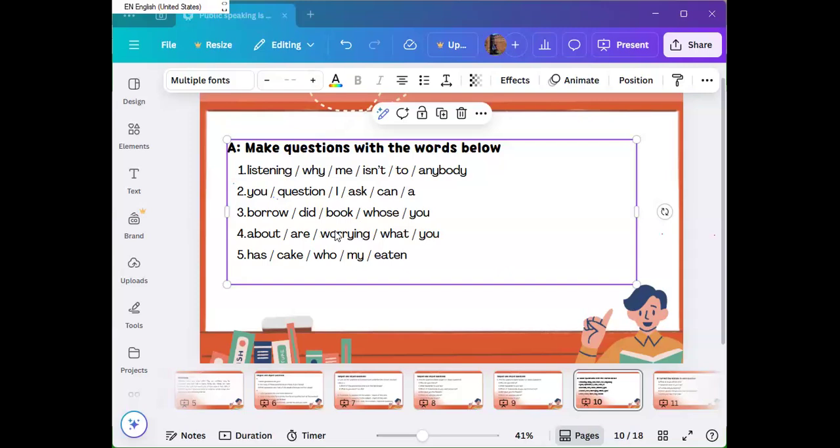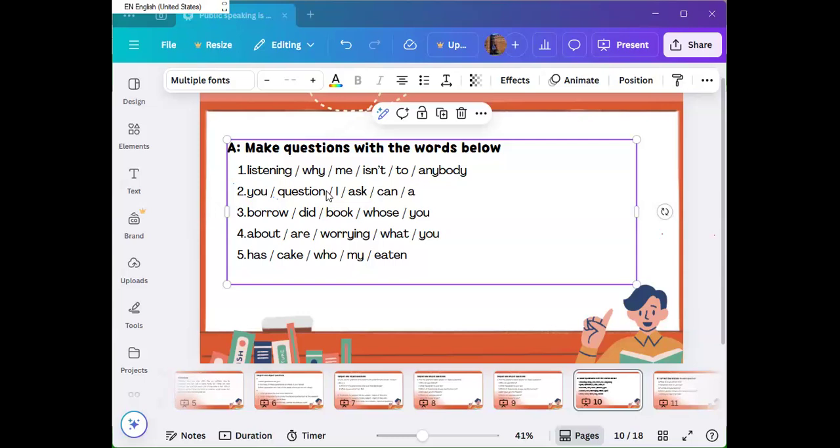Number 1, "Why isn't anybody listening to me?" Correct answer. In here it can be confusing, because "anybody" is the subject, and "to me" is an indirect object. Very good. Okay, you already sent it to the group. Good job.